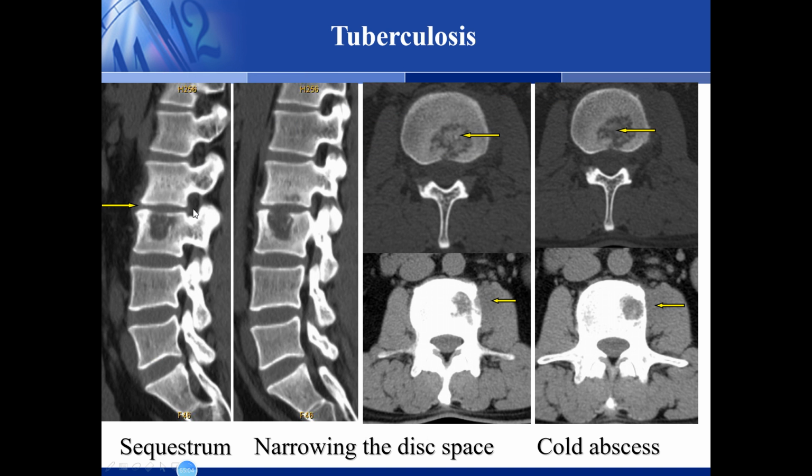And here is another case, and we could see destruction in the vertebrae, and there is sand-like sequestrum in the destruction region. Here we call it sequestrum, and the sequestrum is sand-like. And here is the disk space. The disk space is narrow.